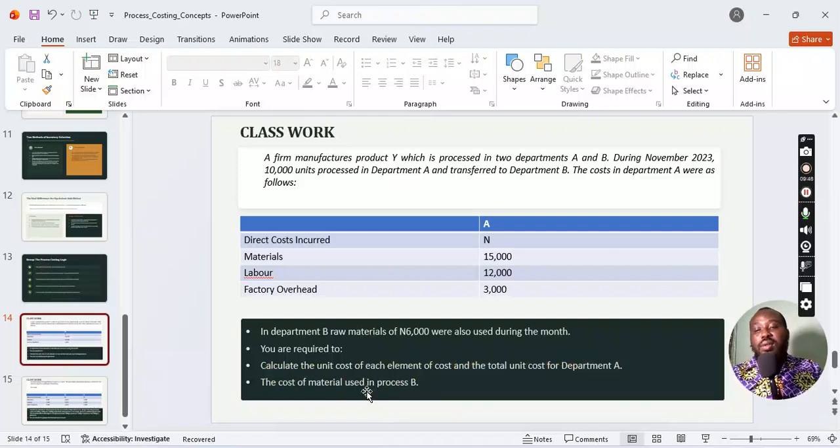So let us now go ahead and do some workings. We're going to do some calculations so that we can see how to compute these questions. So let's go ahead and jump into the video and see what we can do with some of the questions that we have in this slide. Thank you very much.